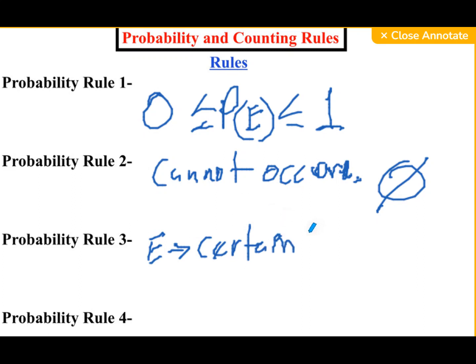So if something is certain to happen, then the probability is 1. So let's think about certain things. What is certain? That time is going to pass. Is time going to get to 3 o'clock? Of course, because time continues. So that probability is always 1. And last but not least, probability rule number 4.